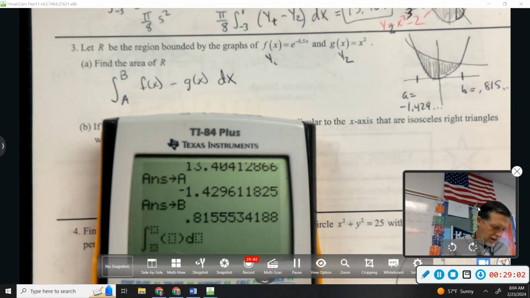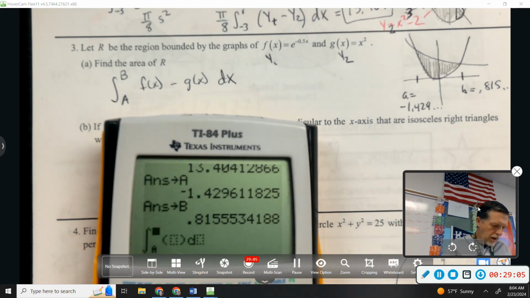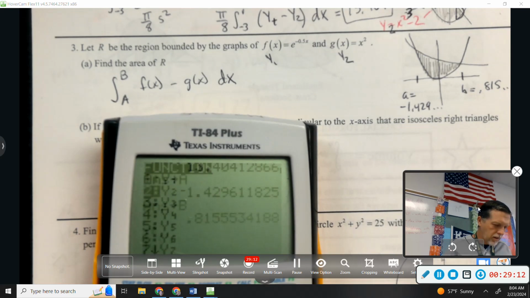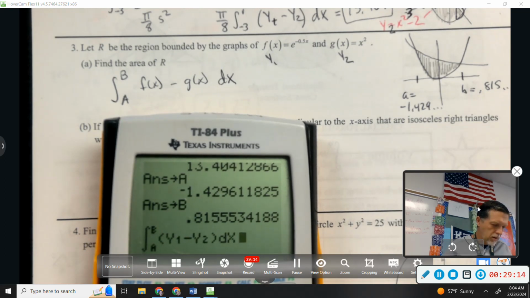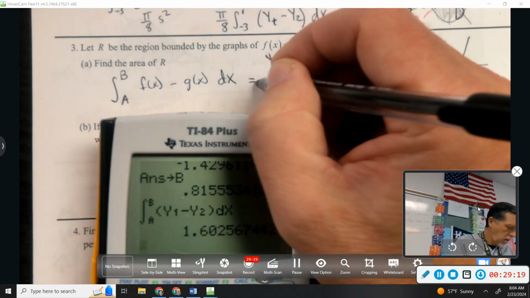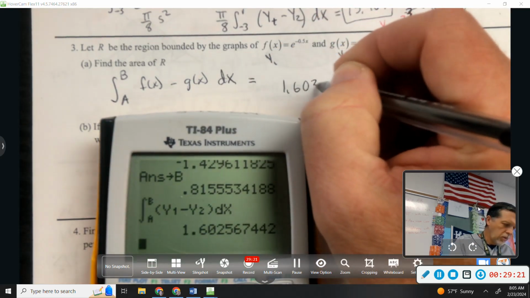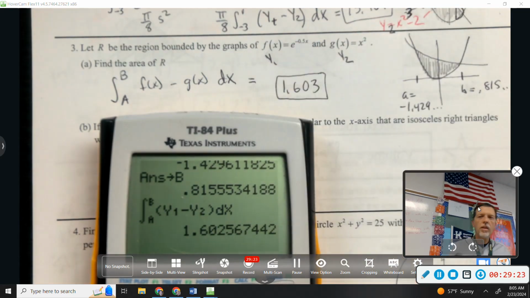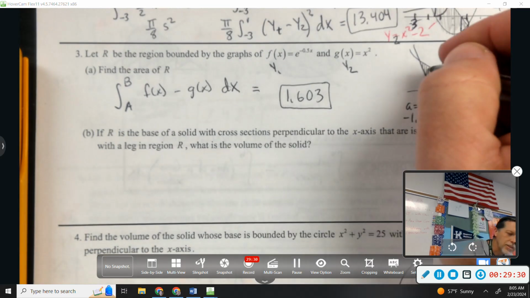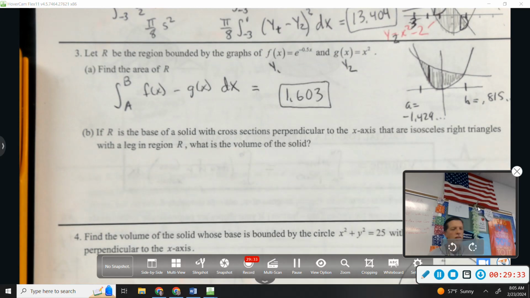So Math 9, from A to B of Y1 minus Y2 dx. .603. So that was a problem from Wednesday. That was an area problem. We just added up all of the little rectangles, top minus bottom times their thickness.